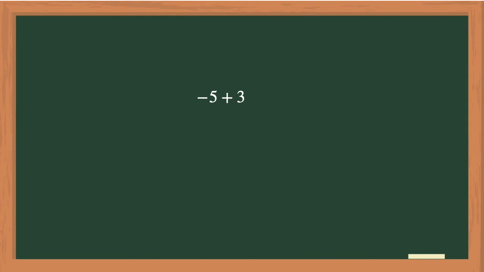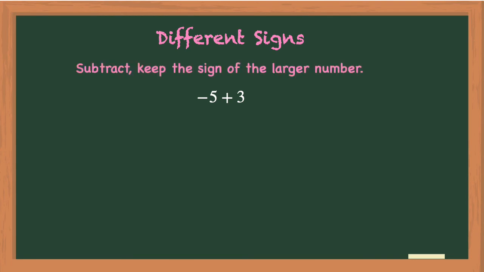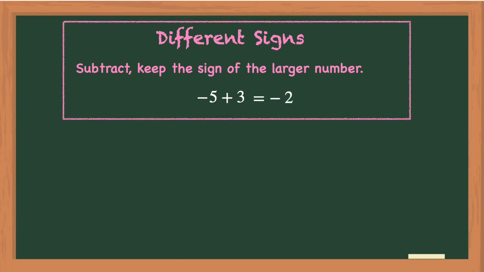Let's practice another expression where both integers have a different sign. Again, since the signs are different, I will need to subtract them first and then decide if the answer is positive or negative. So 5 minus 3 is 2, and since 5 is the larger number and it is negative, the answer will be negative 2.